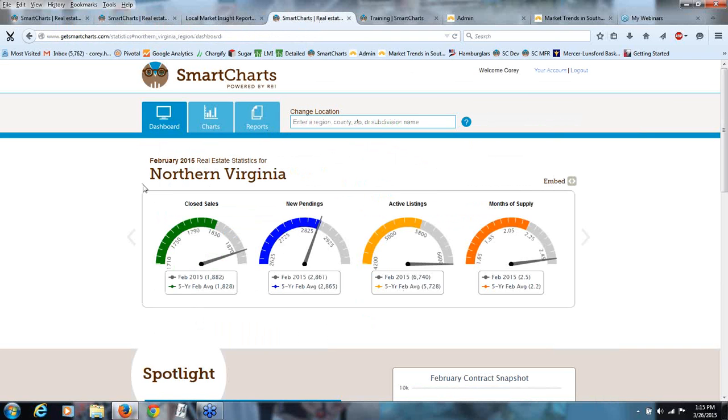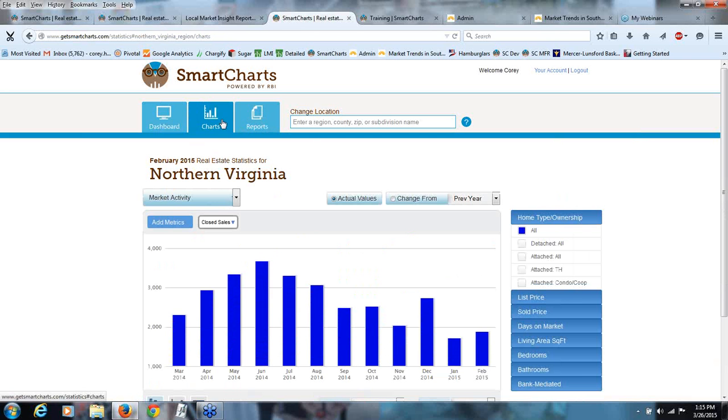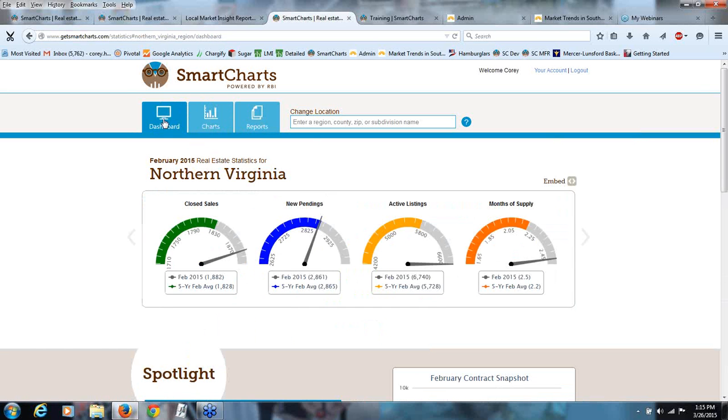Just to give an overview of the product itself. There's the dashboard, charts, which I went through, and reports, which I went through just briefly. But for the dashboard, this is a good quick view of how the most recent activity for a given location compares to recent years. In real estate, as you all know, it's a very seasonal pattern.